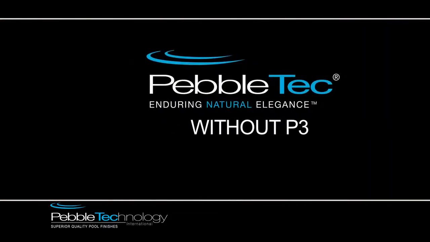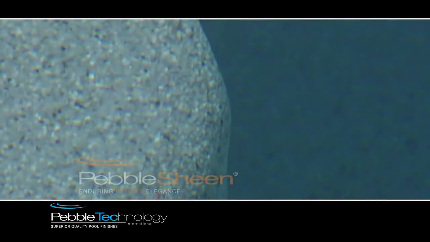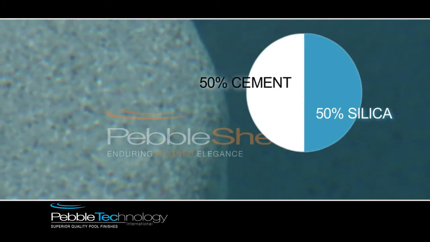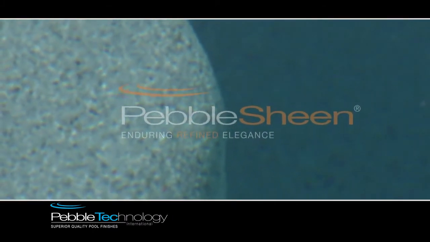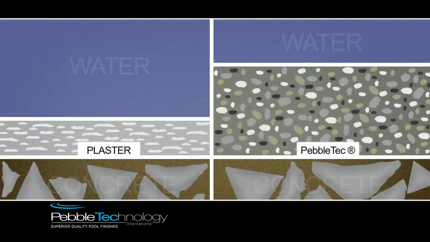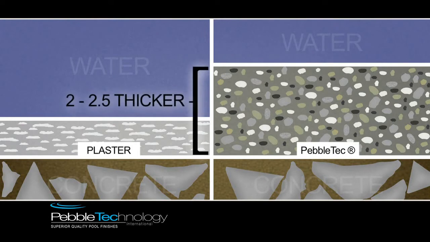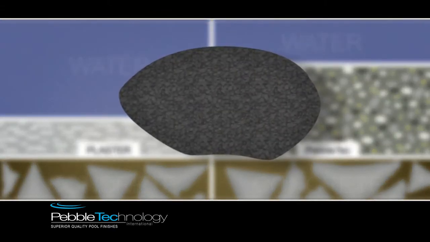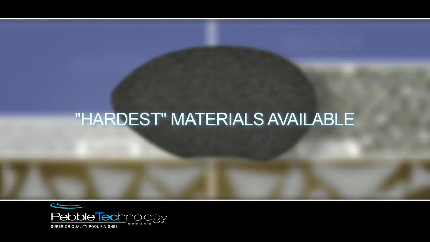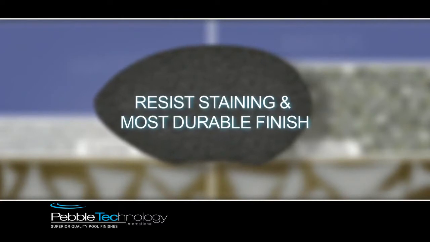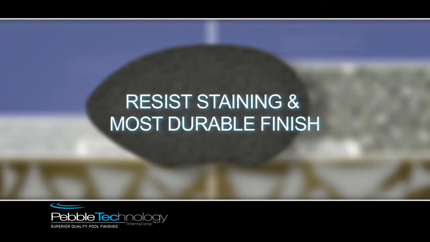Pebble Tech without P3. A Pebble Tech finish consists of approximately 50% silica and 50% cement. Obviously, the main difference between Pebble Tech and plaster is silica versus calcium carbonate. A Pebble Tech finish is also 2 to 2.5 times thicker. Due to the washing and compacting process, the surface of our finish is primarily silica pebbles. These pebbles are the hardest materials available to our industry. This dense surface resists staining and provides the most durable finish available to the swimming pool industry.